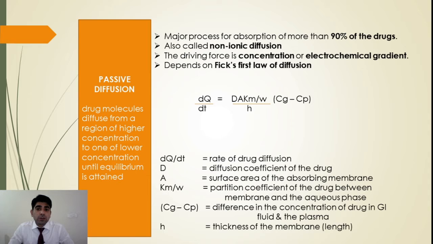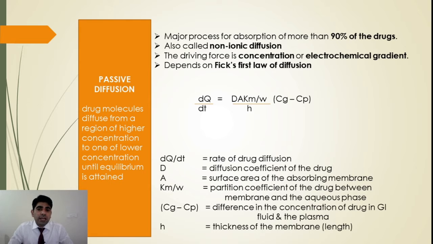So what Fick's first law states is that the rate of diffusion, which is represented by dQ/dt, is equal to DAK divided by h into the concentration gradient.